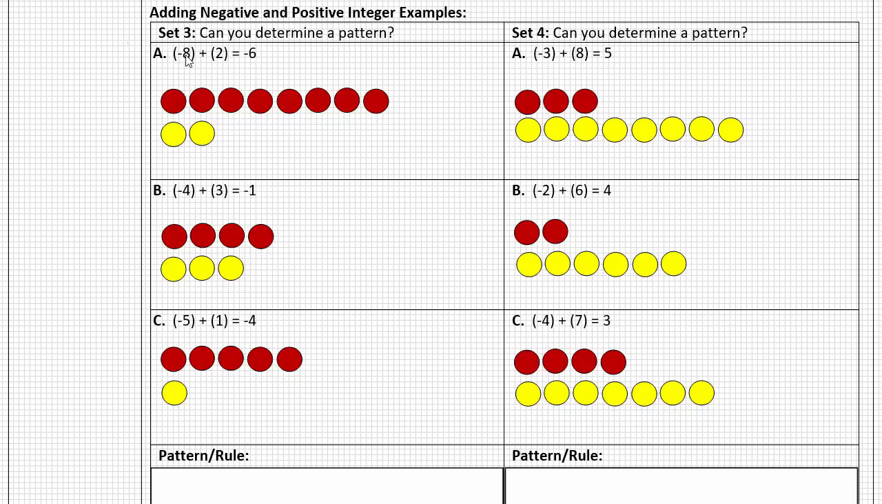Also, we start with a negative integer that has a greater absolute value than the positive integer that we're adding to it. -8 has a greater absolute value than 2, -4 has a greater absolute value than 3, and -5 has a greater absolute value than 1. And we see that because in each case, the negative integer chips that we started with stick out further than the positive integer chips we're adding to it. So there's your hint.